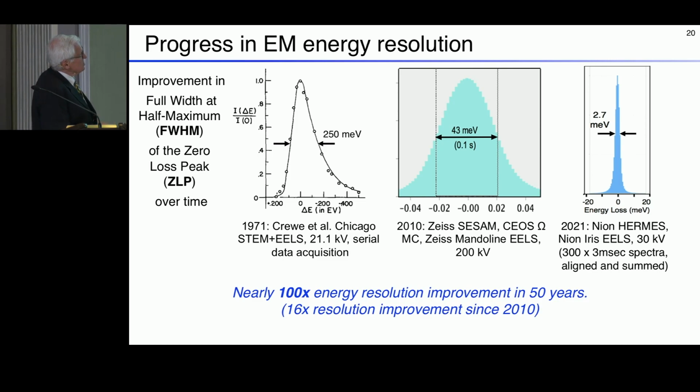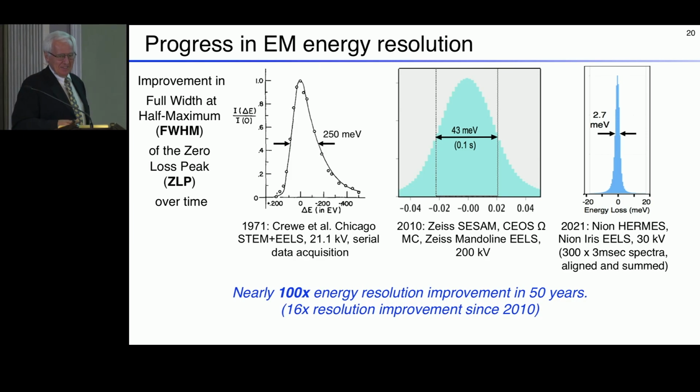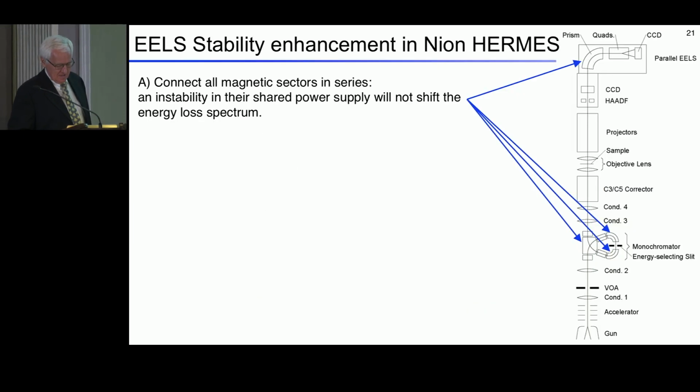So 100 times energy resolution improvement in 50 years, 16 times improvement since 2010. Whenever you have 10 times improvement in some measurement in science, typically some new area opens up. And that's what I'm going to be talking about. Where did that last factor of 16 come from? We were very careful about making sure that things did not oscillate independently.